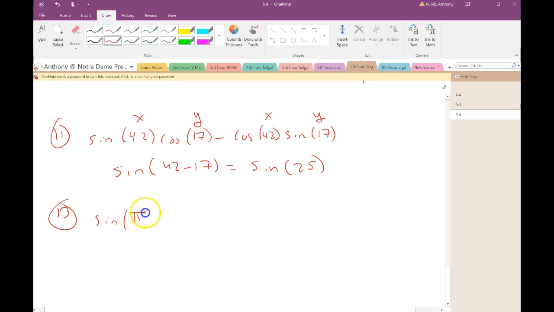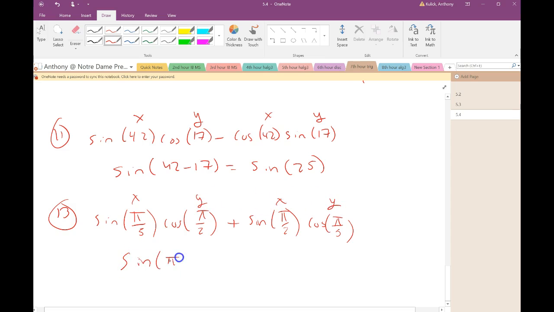13 is sine pi over 5 cosine pi over 2 plus sine pi over 2 cosine pi over 5. So I notice again, this is my x and y. So this is the sine one, but with addition. To add those fractions, I need a common denominator, right? So 2 pi over 10 and 5 pi over 10, which gives me 7 pi over 10. Done.